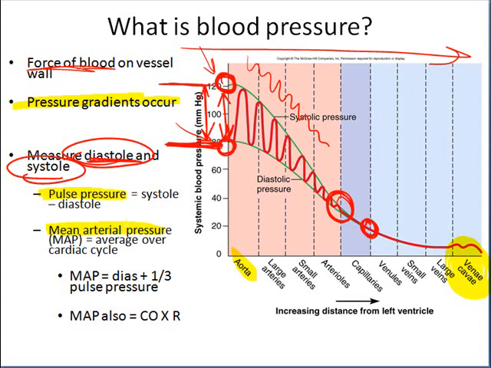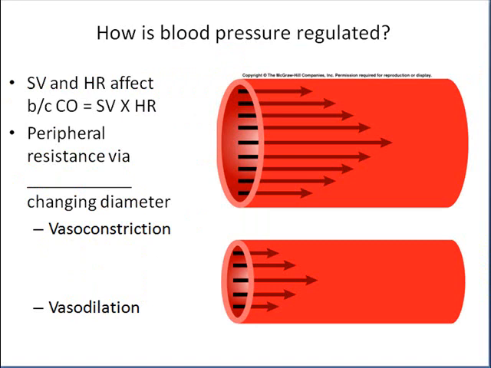That average, or mean arterial pressure, is calculated by taking the diastolic value from the blood pressure reading and adding 1/3 of the pulse pressure value. There's a second way you can calculate mean arterial pressure, which is to take the cardiac output and multiply it by the resistance in the blood vessels. So since I keep talking about resistance, it might be a good idea for us to look a little bit more at things like peripheral resistance and the interrelationship of resistance with blood pressure.